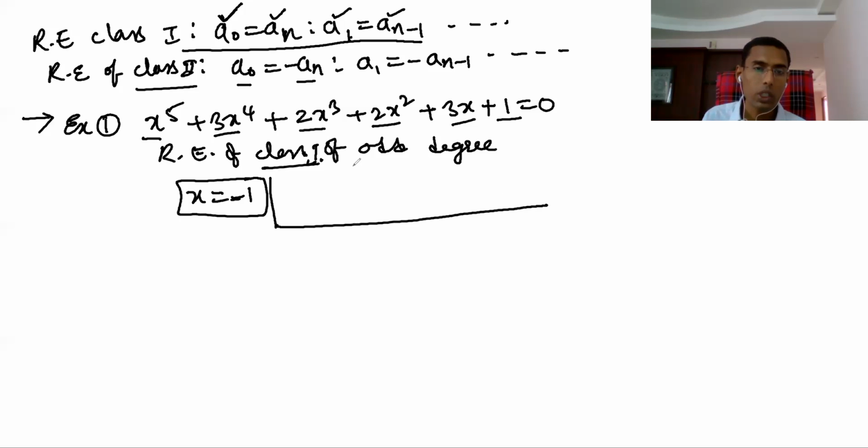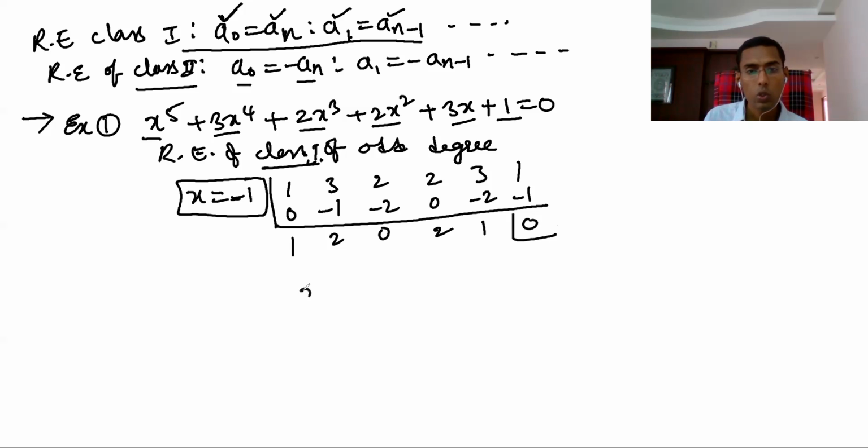For solving a fourth degree reciprocal equation, you have a method. What is that? First you have to do synthetic division with 1 3 2 2 3 1 and minus 1. This is 0, this is 1, minus 1, this is 2, minus 2, this is 0, this is 0, this is 2, this is minus 2, this is 1, this is minus 1, this is 0. So we get x to the power of 4 plus 2x cube plus 2x square is gone, then 2x plus 1.